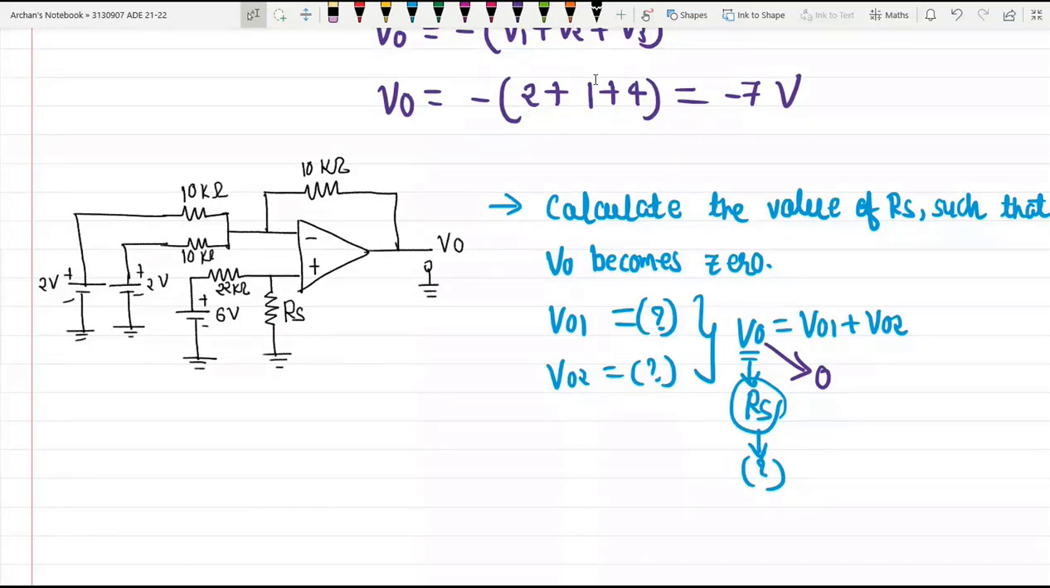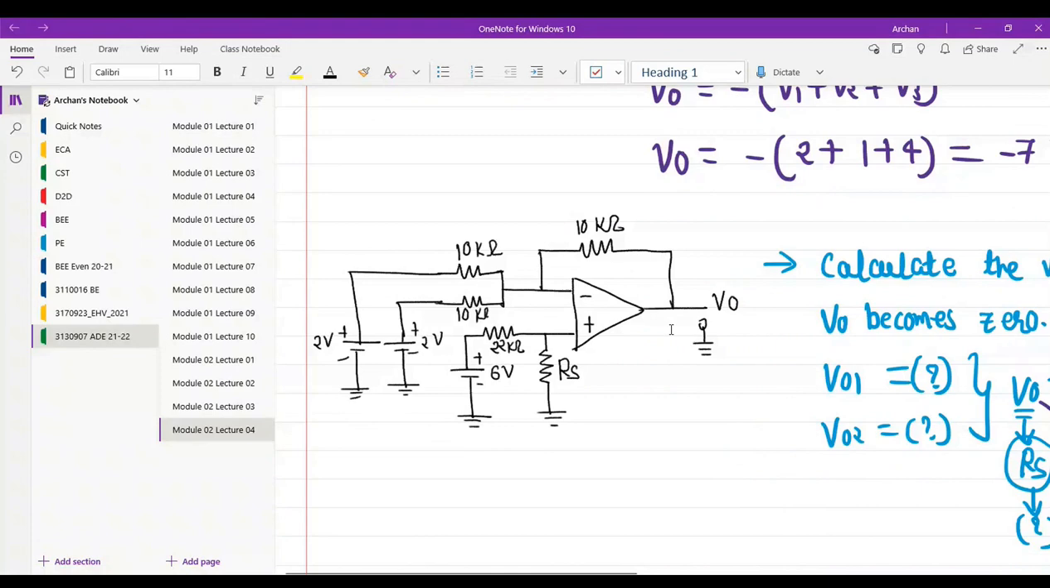Then we will move on to the integrator and differentiator circuits: how you can integrate the input voltage, and how you can differentiate the input signal voltage. That is what we are trying to cover in the upcoming lectures of analog and digital electronics. So we shall stop here. If you have any questions, then you can ask.